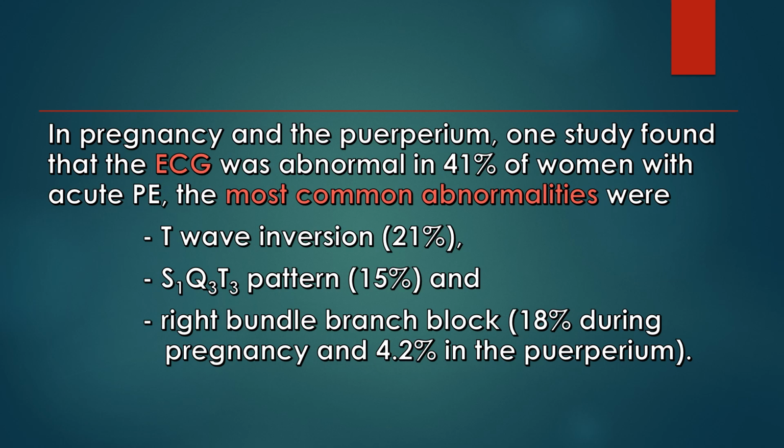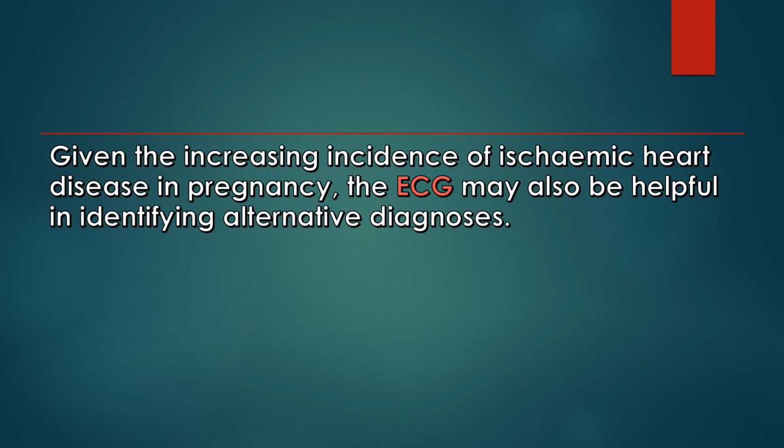In pregnancy and puerperium, one study found that ECG was abnormal in 41% of women with acute pulmonary embolism. The most common abnormalities were T-wave inversion, 21%, S1, Q3, T3 pattern, 15%, and right bundle branch block, 18% during pregnancy, and 4.2% in the puerperium. Given the increasing incidence of ischemic heart disease in pregnancy, the ECG may also be helpful in identifying alternative diagnosis.